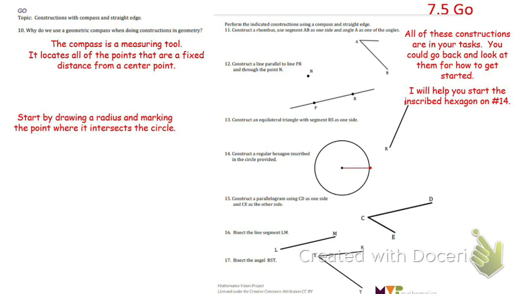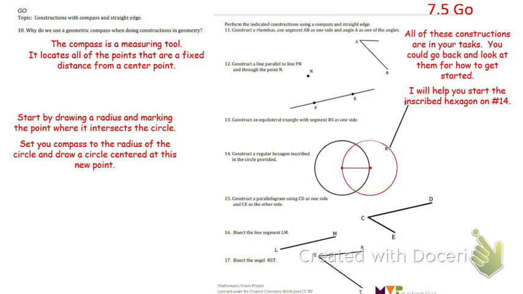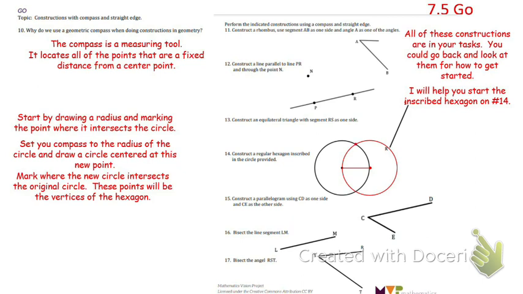Now pick your compass up and put the point now where the radius intersected the circle. Okay, and you're going to draw a circle now centered at this point. That's that same diameter as the other circle. So I'm going to go to this point where my radius intersected the circle, and I'm going to draw a circle over here. Once you've done that, mark the next 2 points where the circles intersect. Where these intersect become the next 2 vertices of the hexagon.